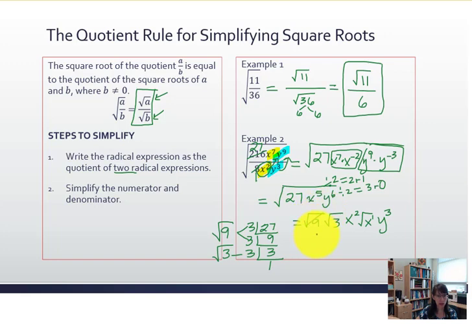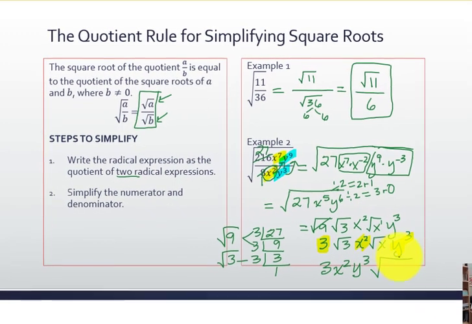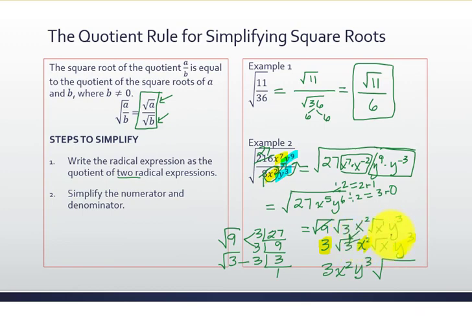Square root of 9 is 3. Square root of 3, just copy. x squared. Square root of x remains. y cubed. Let's put everything in order. So all of the terms that have cleared the radical are what we write first. So our final answer would be 3x squared y cubed multiplied by the square root of 3x, because 3 and x were remaining under the radical.